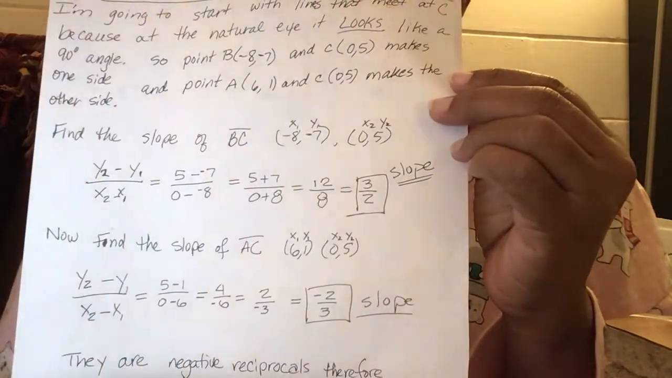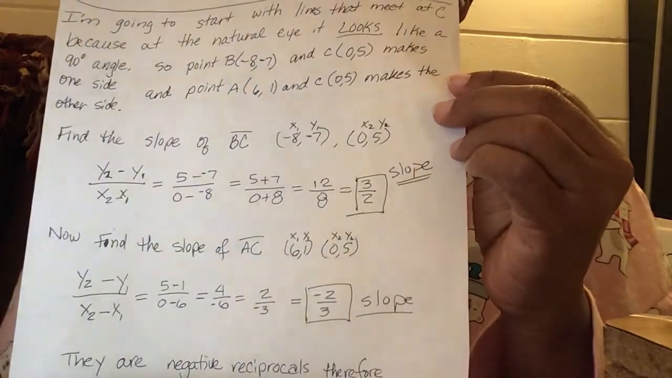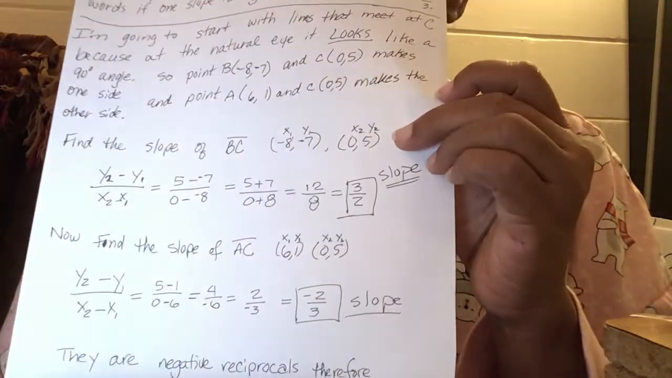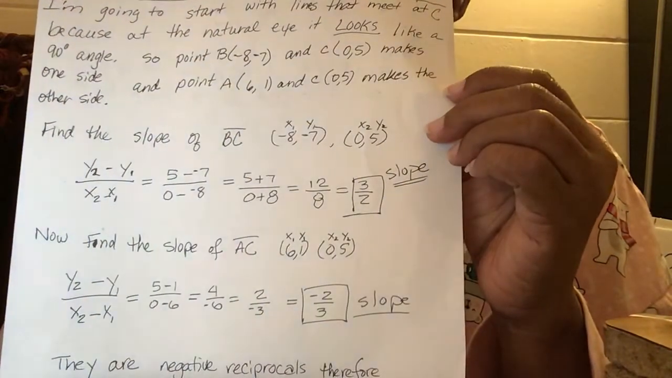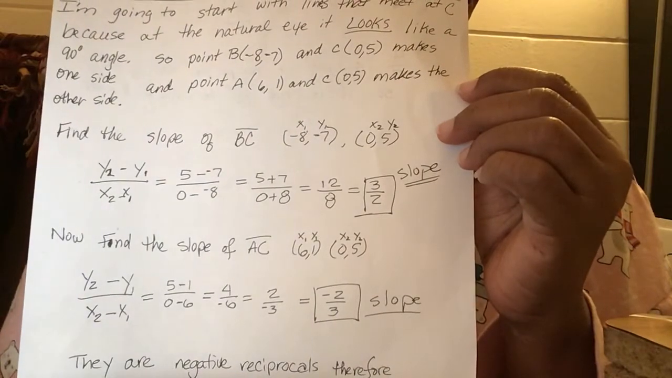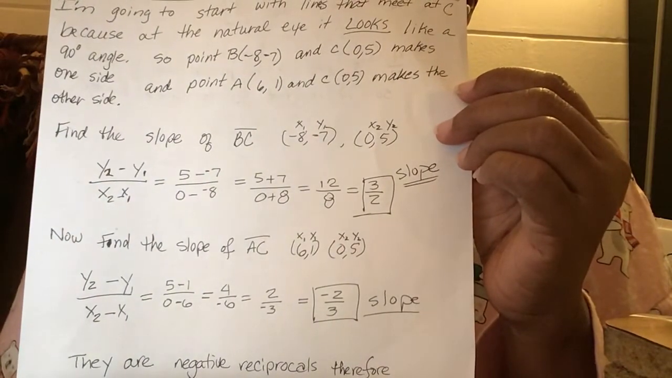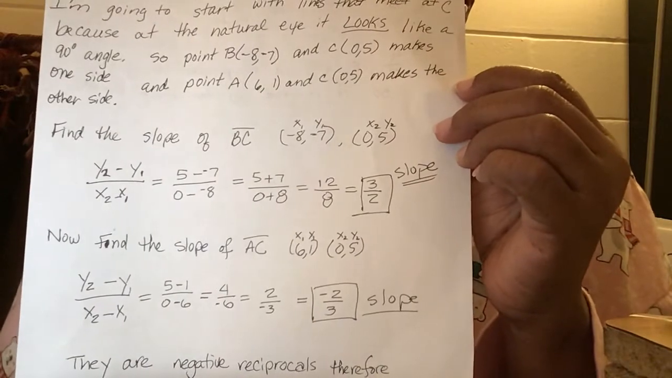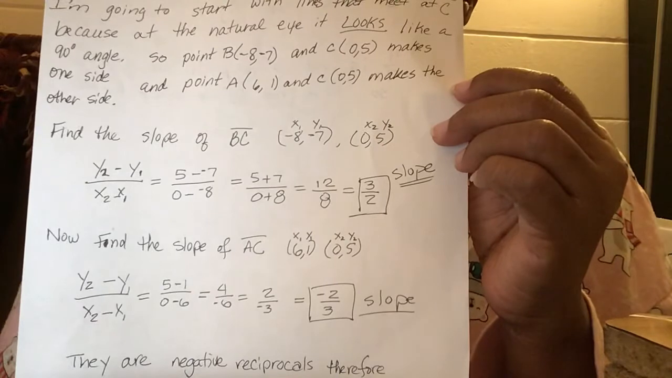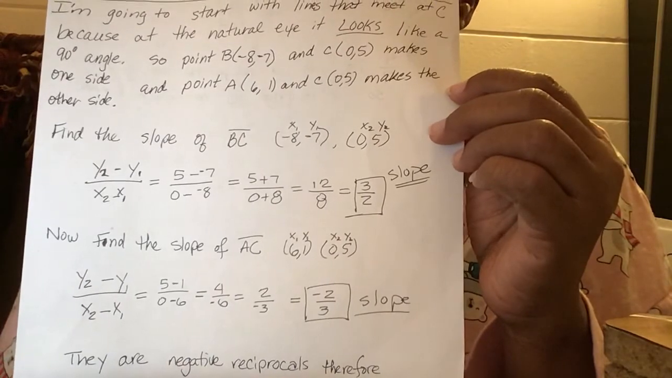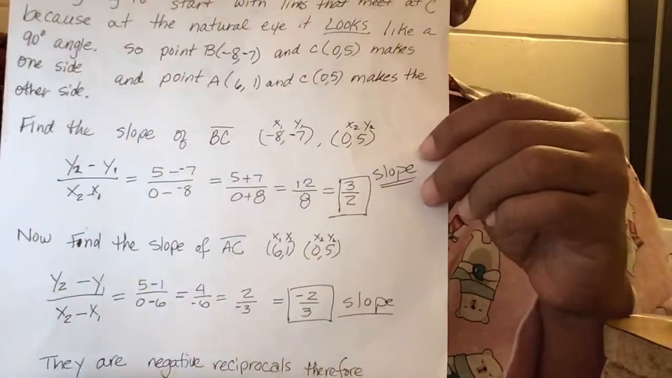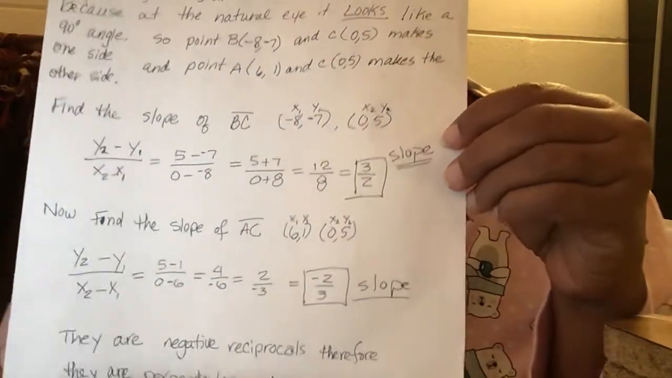So y2 is 5, as you can see right there, and y1 is -7. So 5 minus -7 over 0 minus -8, which becomes 5 plus 7 over 0 plus 8, which is 12 over 8, which reduces to 3 over 2. And that's the slope of that side: 3 over 2.